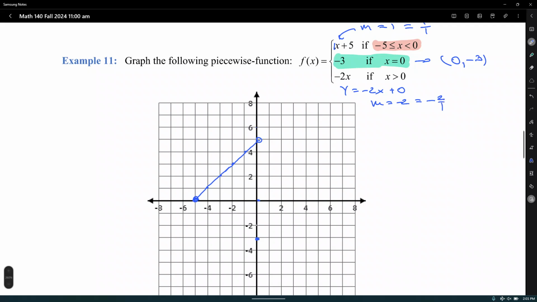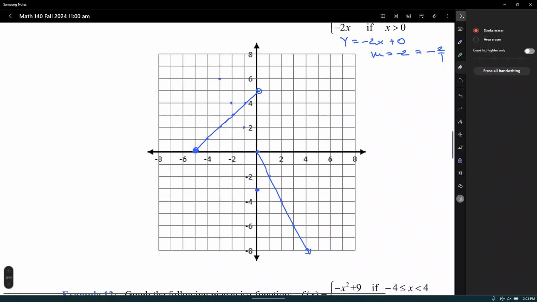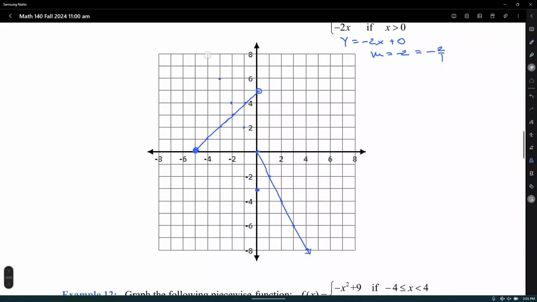So we're going to go down 2 units, run 1 unit, down 2 units, run 1 unit, down 2 units, run 1 unit, and so on and so forth. Or we do rise 2 units, reverse 1 unit, rise 2 units, reverse 1 unit, rise 2 units, reverse 1 unit, and so on and so forth. So let me do this part right here, and then let me do this other part right there. Oops. All right.